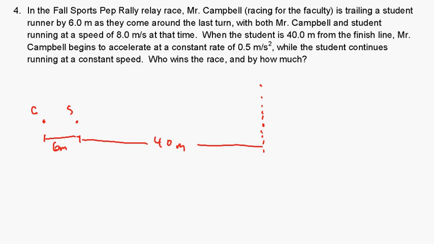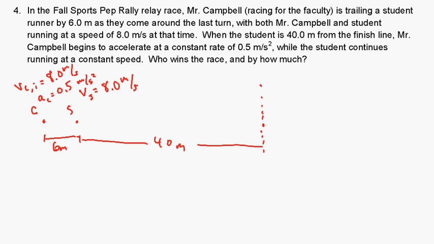And so what we need to figure out, with the student running at a constant speed of 8 meters per second, and Campbell running initially at 8 meters per second. So I'm going to start the student off at the constant speed of 8.0 meters per second. Campbell initially, actually let me go with v_C,i, is 8.0 meters per second, and acceleration of Campbell is 0.5 meters per second squared. So who wins the race, basically, is the question.